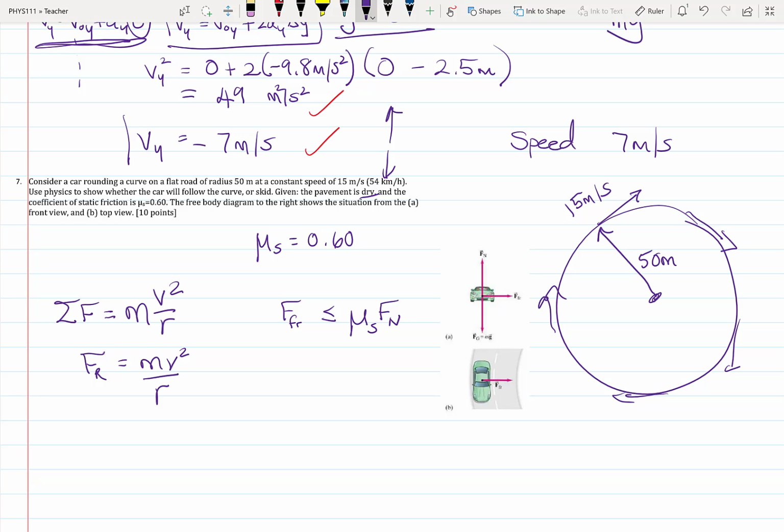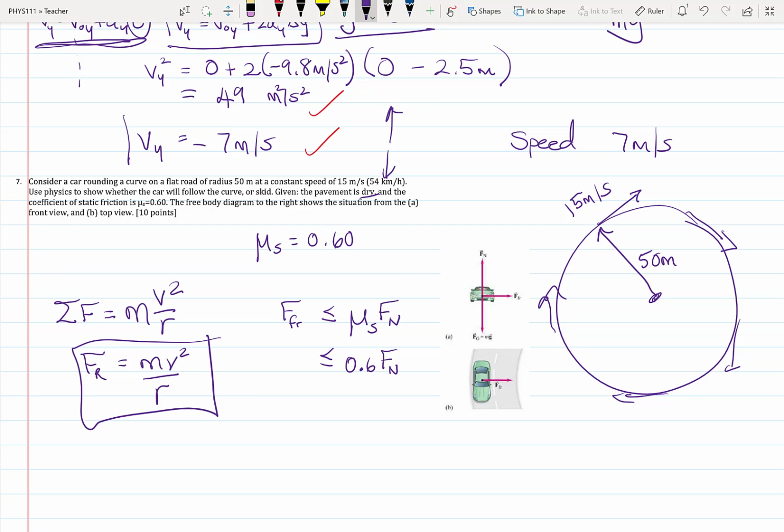That is to say, that's less than or equal to 0.6 times the normal force when I go ahead and substitute that. So when are we going to skid? I mean, what's the actual physical situation? Well, you're going to skid, aren't you, if this force is bigger than the maximum frictional force, right? If the frictional force is not big enough, you're just going to skid out.